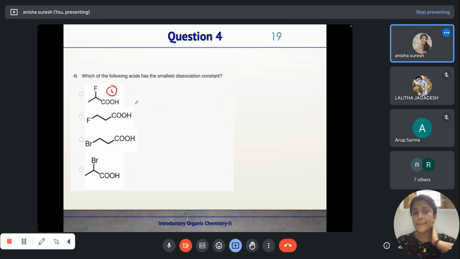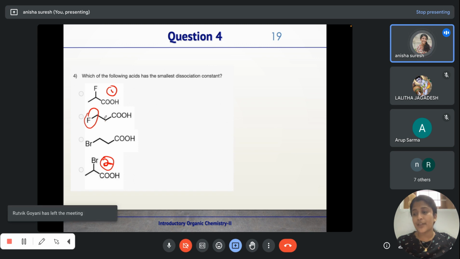Then second will be the fourth one, because this fluorine is present one carbon away. So the inductive effect because of this fluorine will be lesser. This will be coming third, and this will be coming fourth.